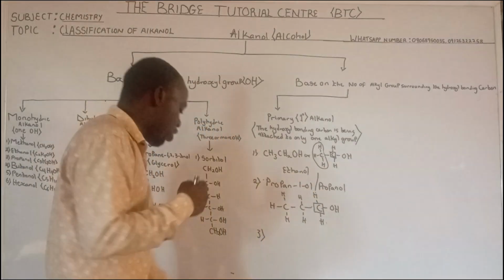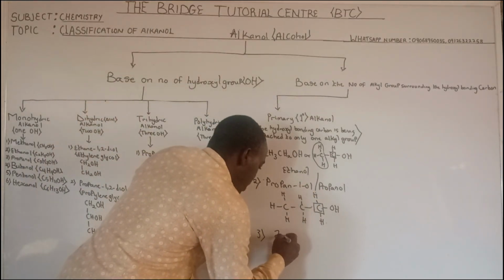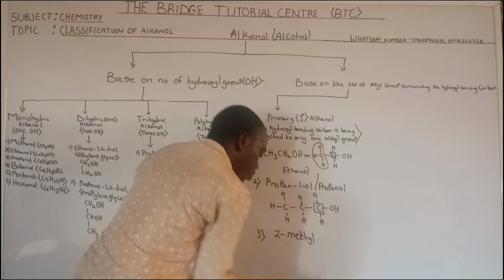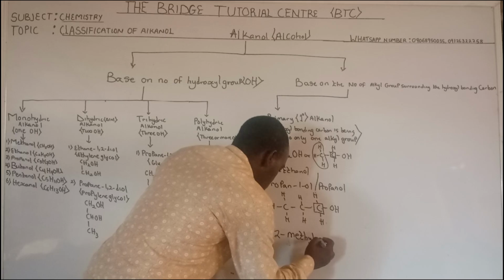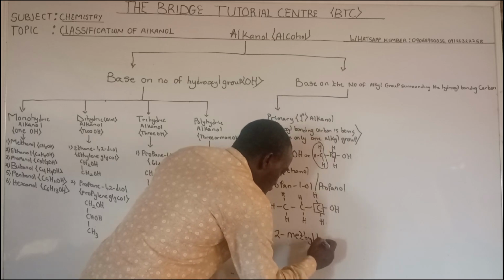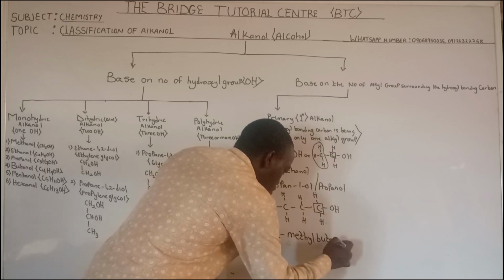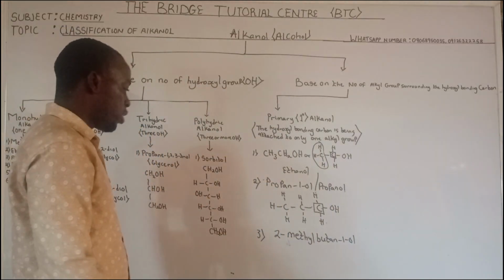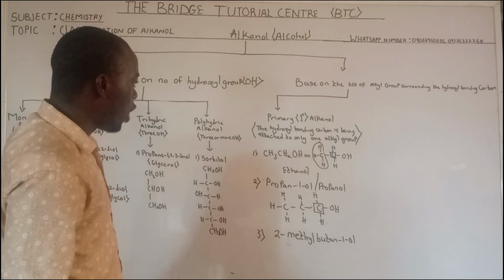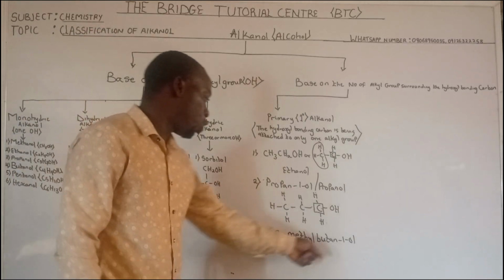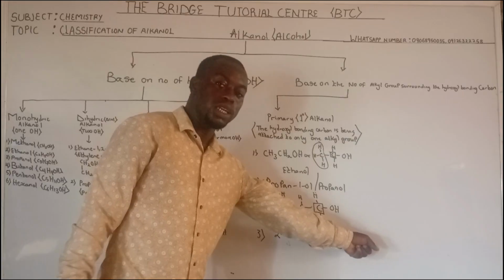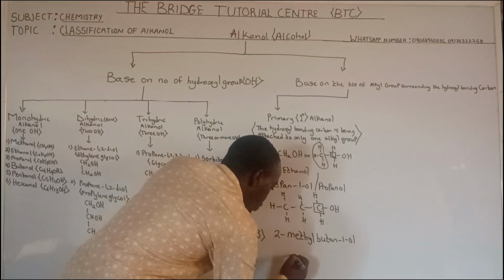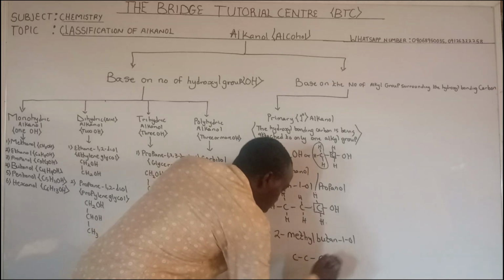Let me use another one with a branch. Let's say you have 2-methylbutan-1-ol, or 2-methylbutanol, anyone you like. Let's take a look at this. How do you know that it is a primary alkanol? The first thing is you start your drawing from butan-1-ol. So let's start. How many carbons? We have 4. We have C, like this.